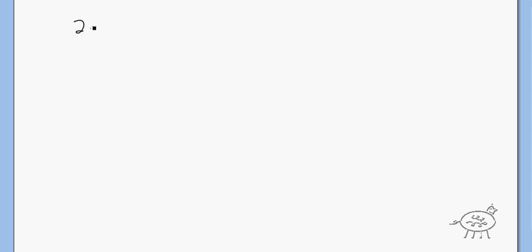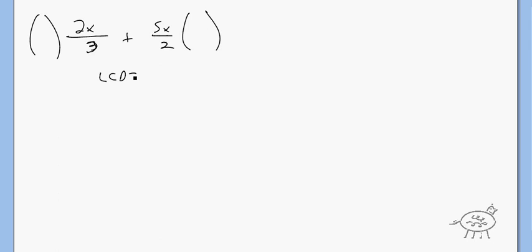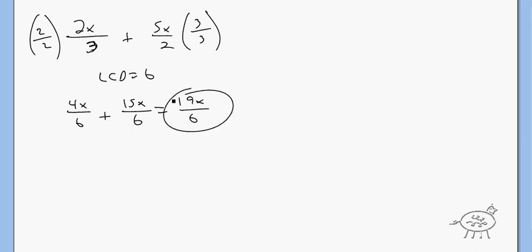Let's do one with a variable: 2x over 3 plus 5x over 2. Again, I'm only concerned about the denominator. Let's figure it out. The LCD is 6, same as before. So I multiply the first by 2 over 2, and the second by 3 over 3. I get 4x over 6 plus 15x over 6, which gives me 19x over 6. And that's my answer. It's pretty easy.